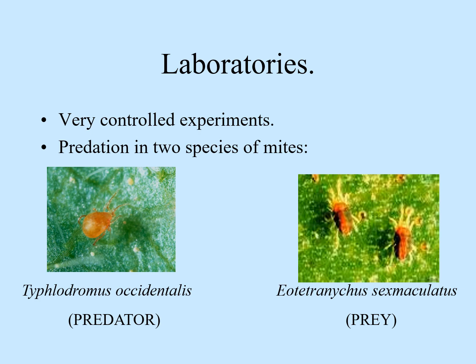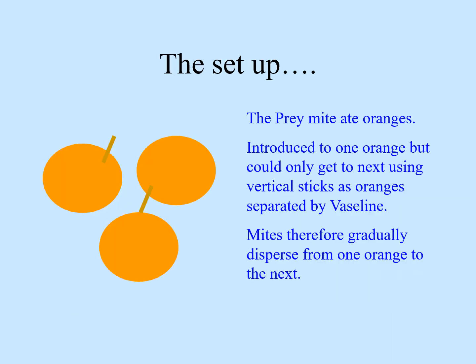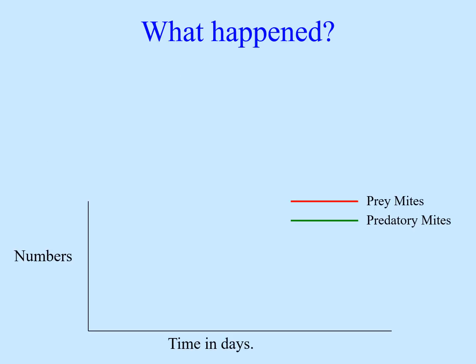There's a predator mite and a prey mite. And what they did is set up different biospheres or ecosystems using oranges that the prey mite lives on. So the prey mite was introduced, the prey mite's population increased, it jumped from orange to orange. Then they introduced predator mites.